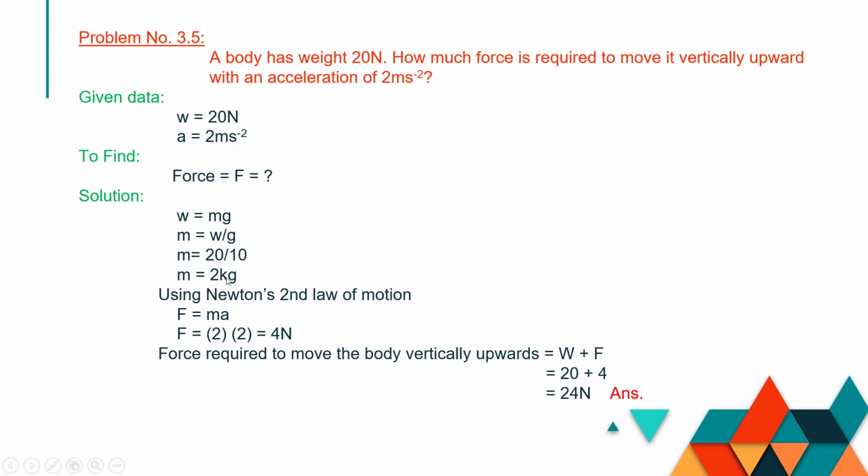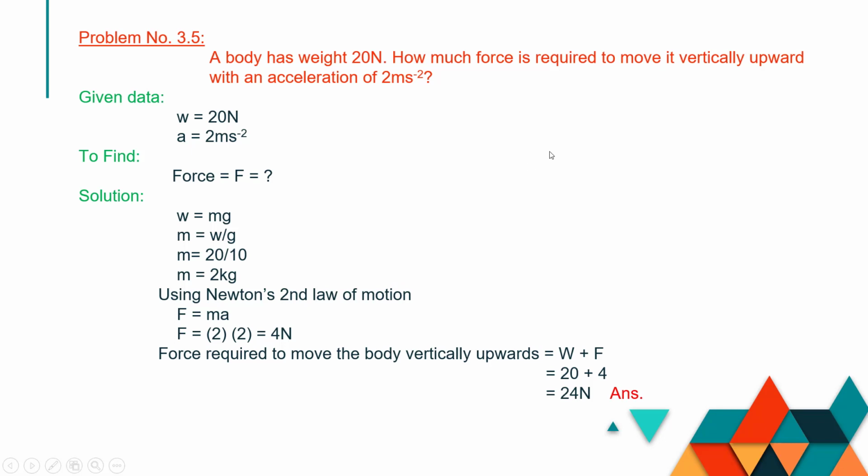Now we have both the values of mass and the acceleration. It means by applying Newton's second law of motion, we can calculate the force, which is F is equal to ma. As we have calculated the value of mass 2 kg, so we will put the value of m as 2 multiplied by the value of acceleration, which is also 2. After multiplication, we get 4 Newton, which is the force.